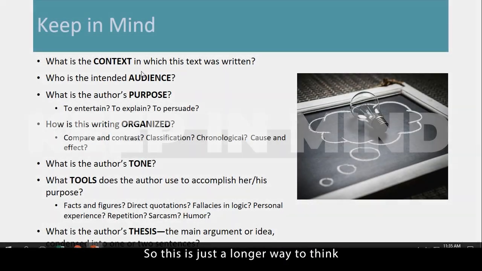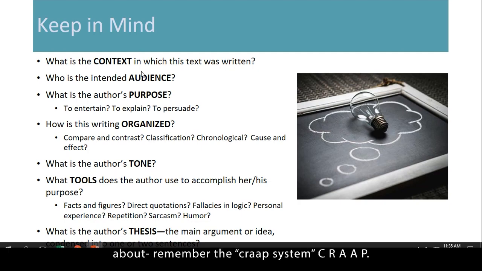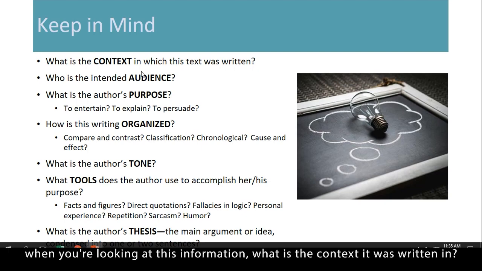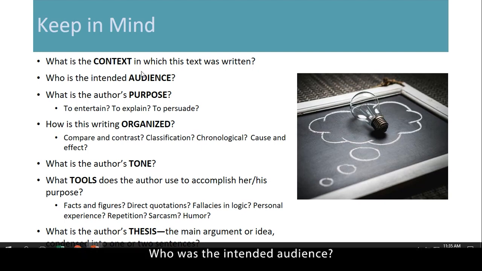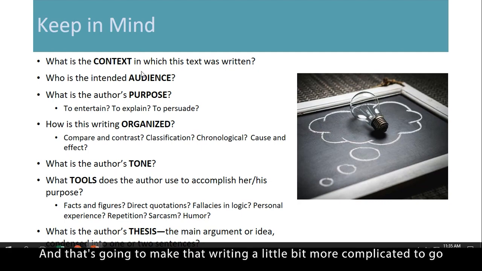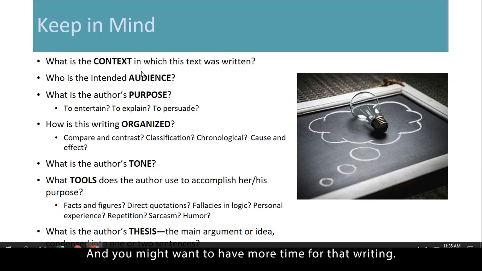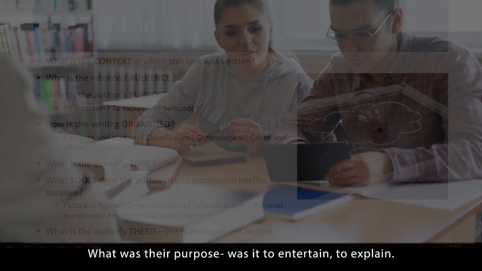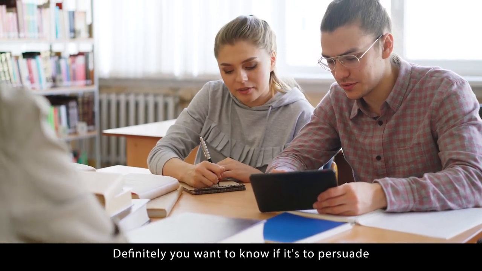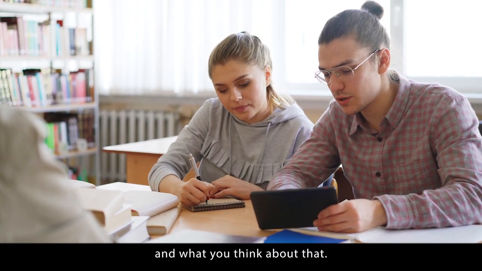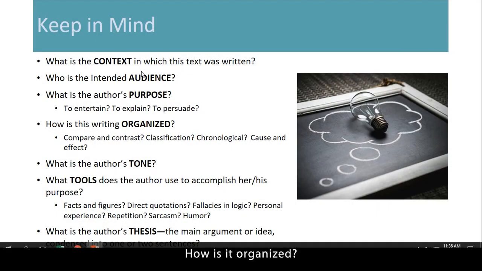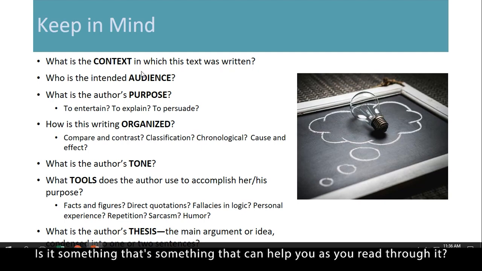All right, so this is just a longer way to think about it. Remember the CRAAP system, C-R-A-A-P. You want to think about, when you're looking at this information, what is the context it was written in? Who was the intended audience? A lot of your textbooks, you are the intended audience. Sometimes you're not. Sometimes they were written for other academics, and that's going to make that writing a little bit more complicated to go through, and you might want to have more time for that writing. What was their purpose? Was it to entertain or to explain? Definitely you want to know if it's to persuade and what you think about that. How is it organized? Is it something that can help you as you read through it?